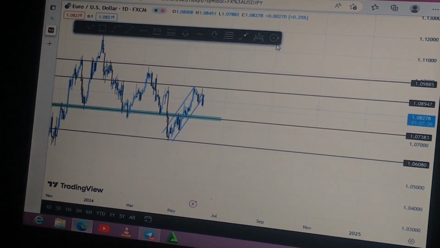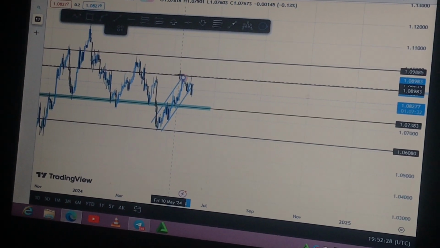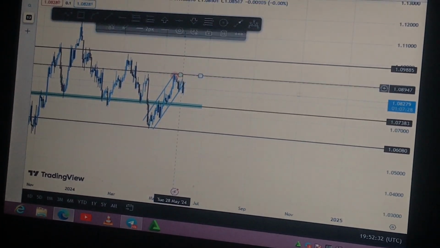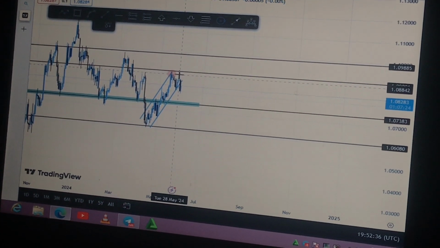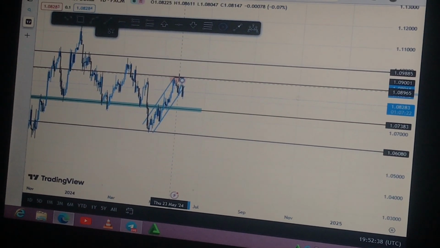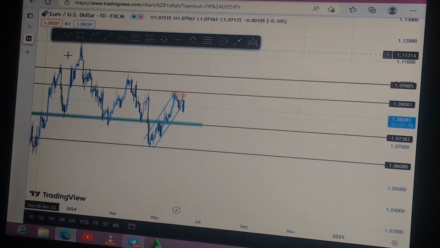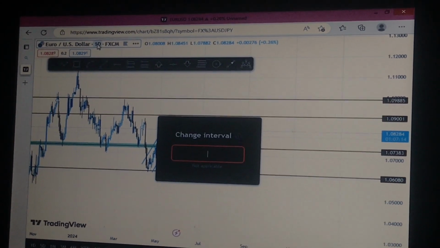So as you can see, this is our first top, and our second top. See, you saw a double top. So I knew it was a double top, now I need to enter.